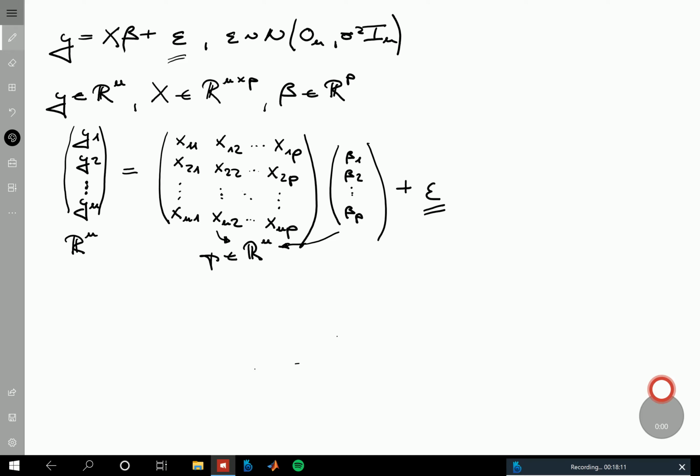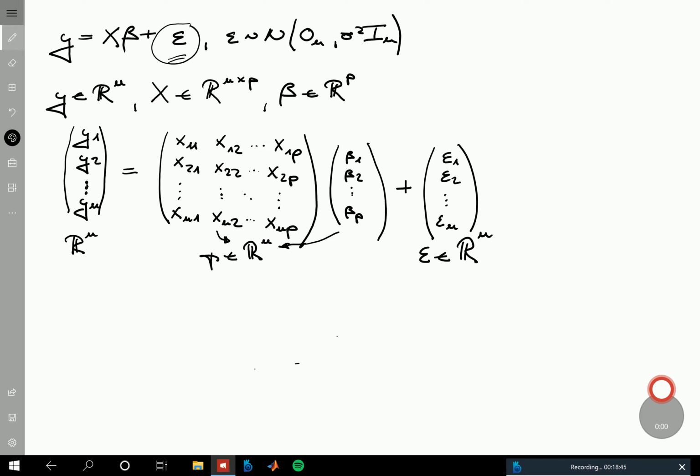A vector of the same size, and the size would be n. So epsilon is definitely a vector of size n. We can also rewrite this as epsilon 1, epsilon 2, up to epsilon n. That's the first thing to realize, that this epsilon here is a vector.